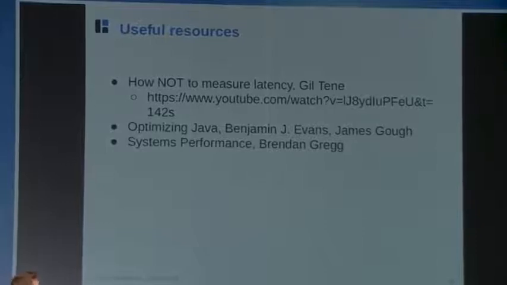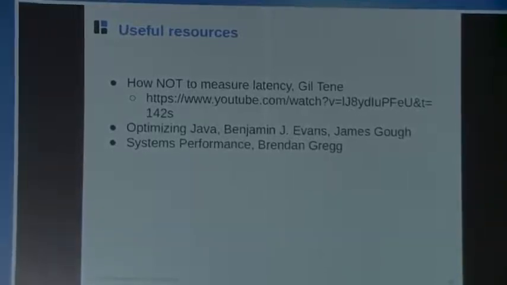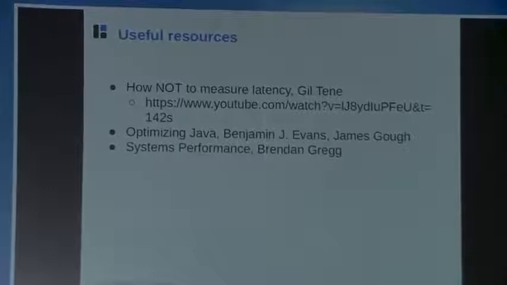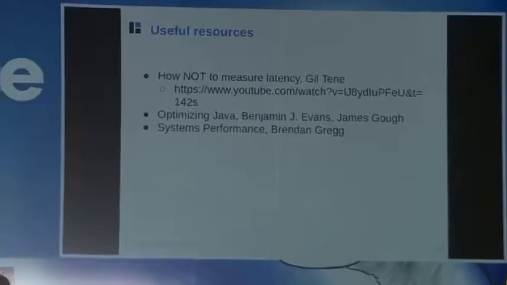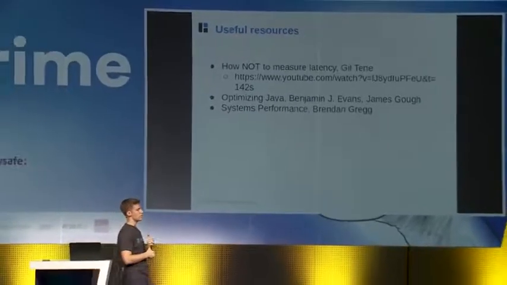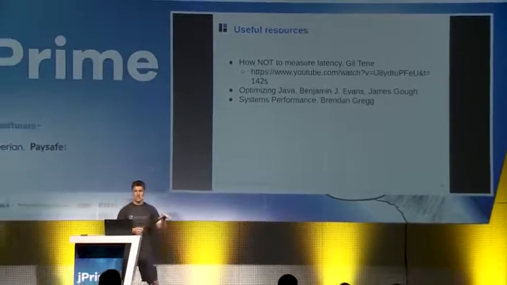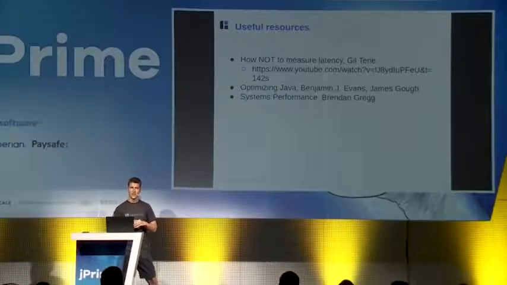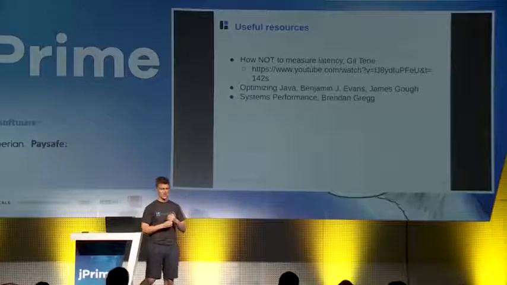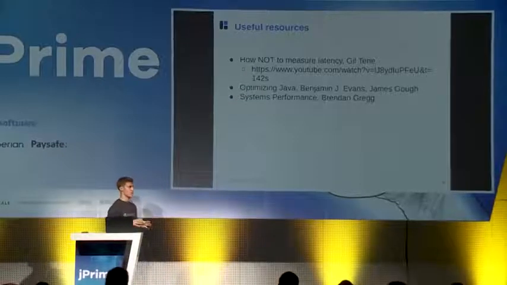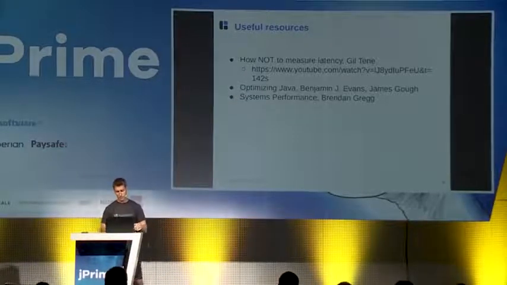Also, Optimizing Java, a pretty nice book with also some kind of low level stuff about the JVM, but not that much. And the really low level thing, Systems Performance by Brendan Gregg. For me, it was the hardest one to read.